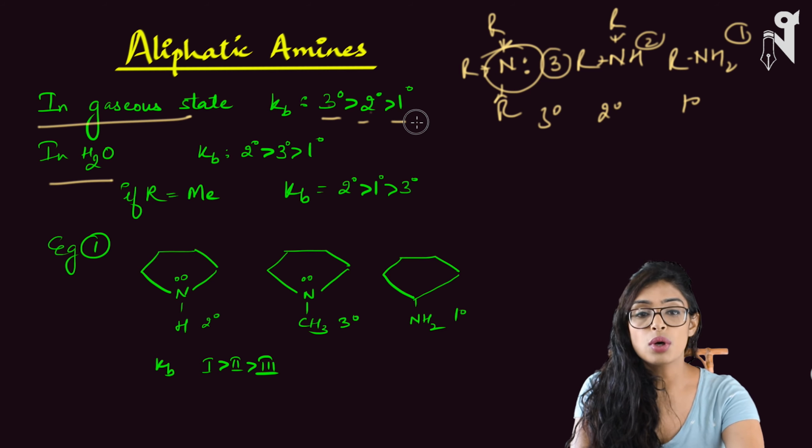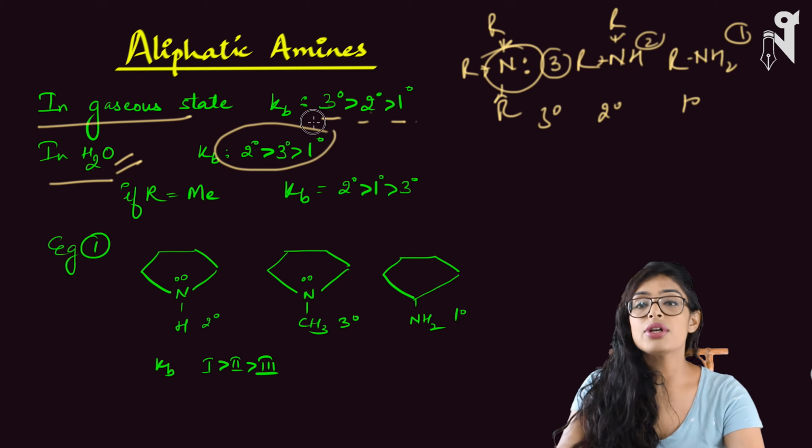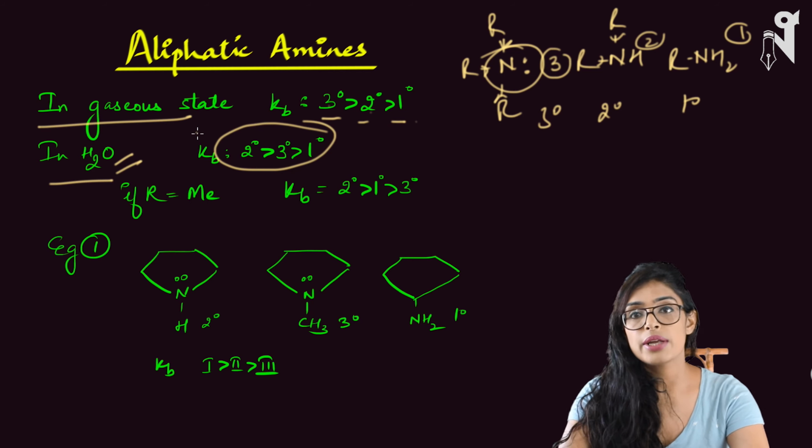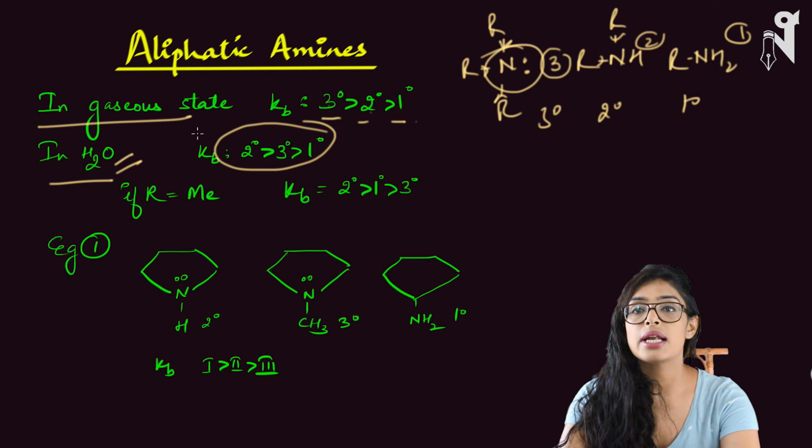Now, when we talk about water, water has a very weird kind of Kb. It is secondary most basic, then tertiary, and then primary. And there are reasons for it. And this is a very important question they ask you in 12th board. So this is the topic of 12th class, that why in water the basic strength order of amines changes. So let me just explain you that.